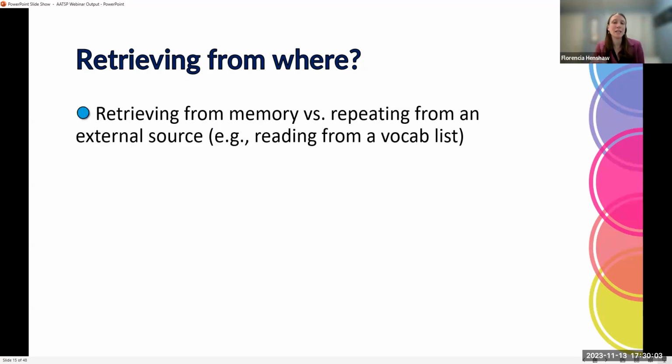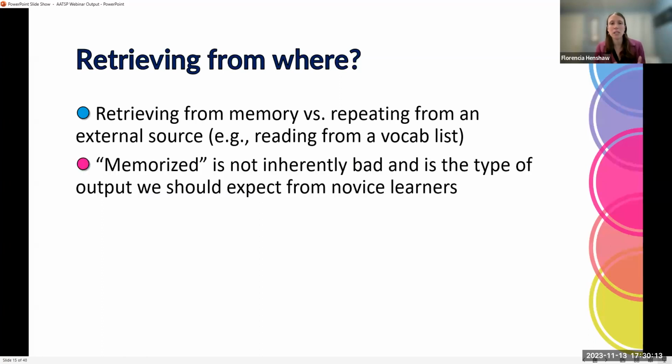Now, there's nothing inherently wrong with retrieving from memory. A lot of what we do is retrieve from memory, especially at the novice level, right? So memorizing is not inherently bad. Repeating from an external source, for example, only reading from a vocab list. Hey, which one of these is your favorite fruits? But the student is just repeating from a vocab list with the pictures or with the translations. Then in that case, it is not output. Doesn't mean that it's good or bad. It just means that it's not output because the student is not retrieving from their memory. It's not retrieving from their system. It's not retrieving from anywhere except an external source.